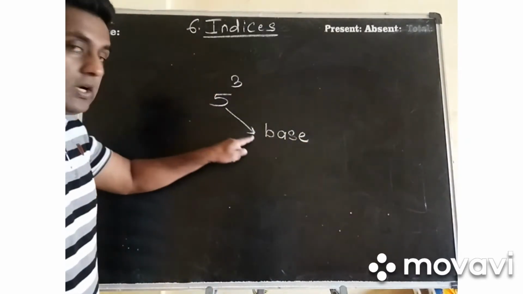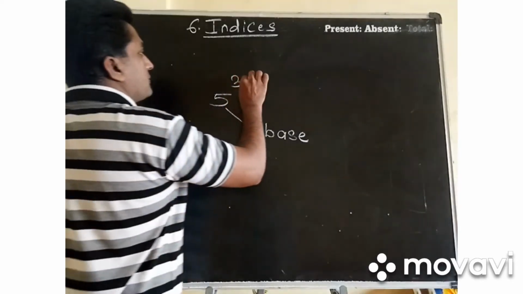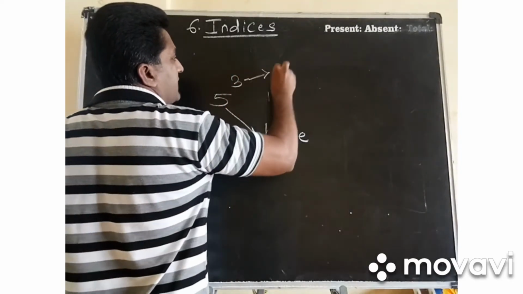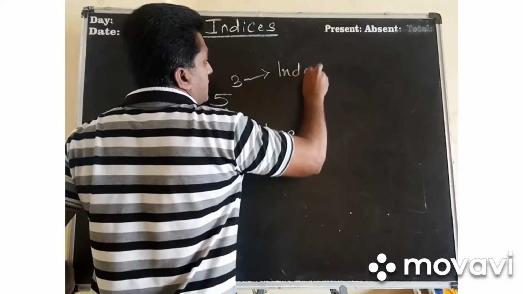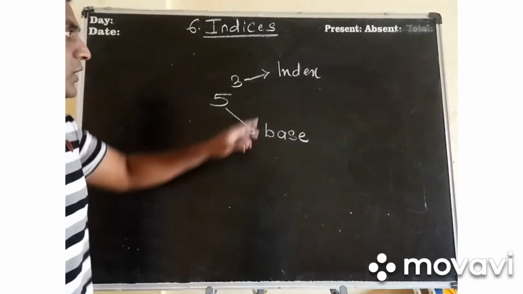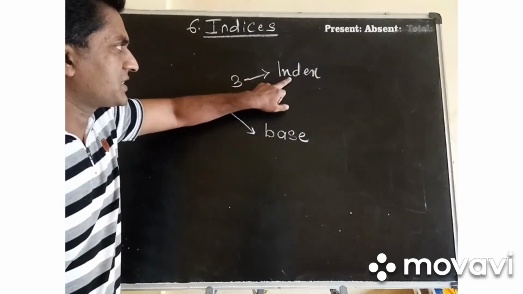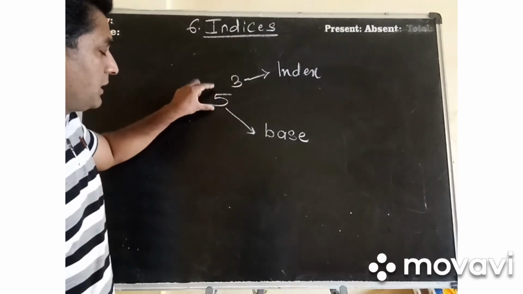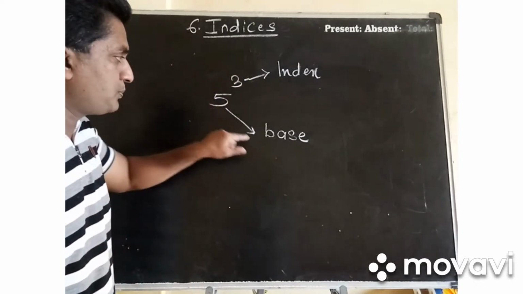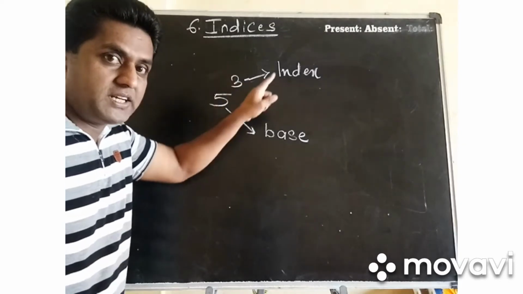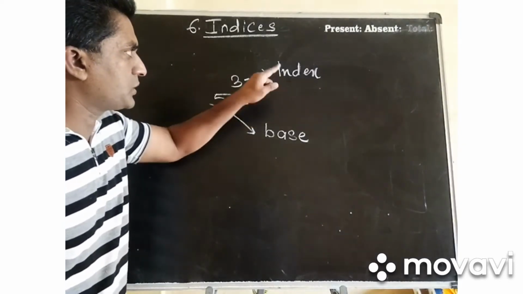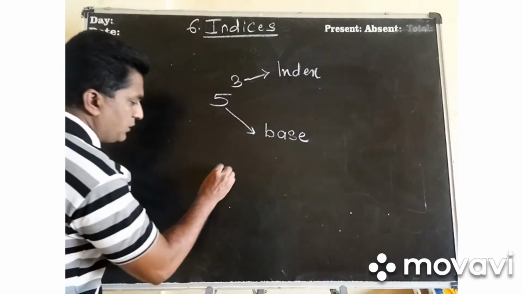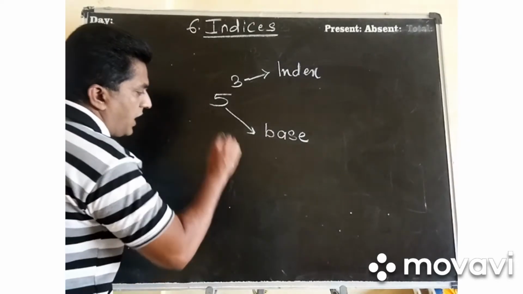So see everybody, this 5 is called the base. 5 is called the base. 3 is called the index. 3 is called the index. And on the basis of this word only, index, our today's lesson is indices. Now what is the big number which is written? It is called the base. And on its top to the right hand side, the small number which is written is called an index.